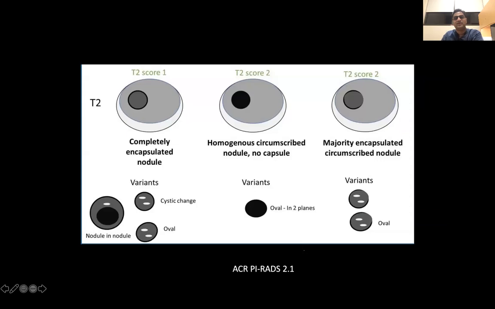And so the recent PI-RADS 2.1 came up with a new description of things, which is encapsulated or unencapsulated or partially encapsulated nodules. So an encapsulated nodule would be a T2 score of 1, an unencapsulated nodule would be a T2 score of 2, and a partially encapsulated nodule would be a T2 score of 2.